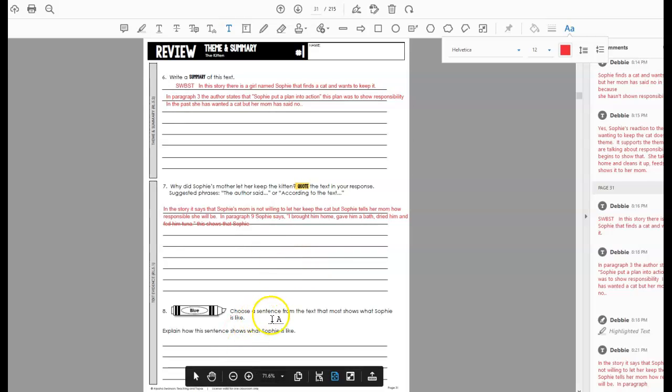Okay, then choose a sentence from the text that most shows what Sophie is like. What is she like? Is she a kind girl? Is she a mean girl? Is she a happy girl? Is she an encouraging girl? Is she persuasive? Is she a funny girl? Is she an angry person? Find one paragraph, highlight it blue, and tell why you think that. You're giving your reasons. Okay?